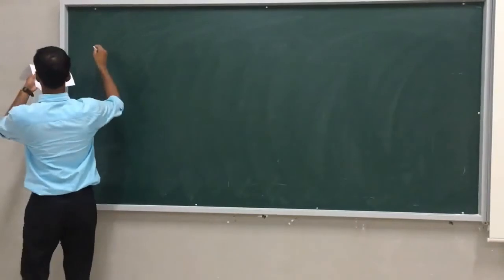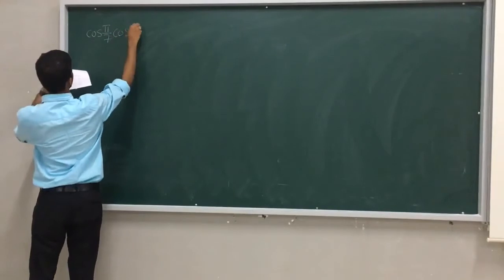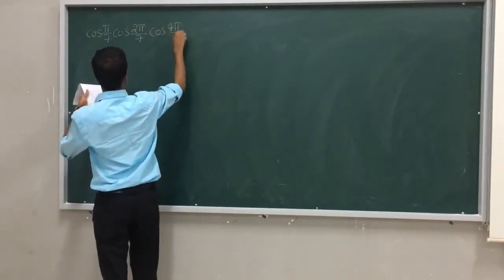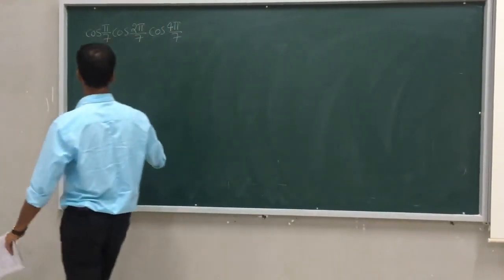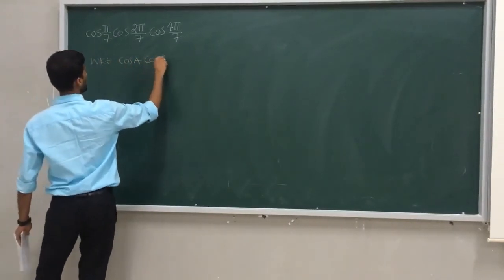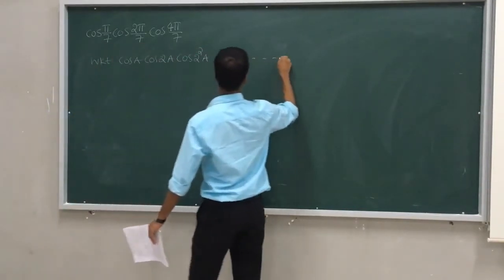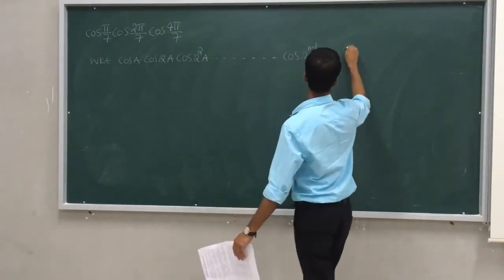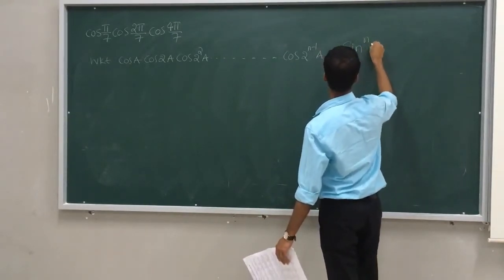So let me discuss the very next question. What is the answer for cos pi by 7, cos 2 pi by 7, cos 4 pi by 7? If you refer to my synopsis, I mentioned one formula in it. Always keep in mind: cos A, cos of 2A, cos of 2 square A, and so on up to cos of 2 raised to n minus 1 A is equal to sin of 2 raised to n A divided by 2 raised to n sin A.